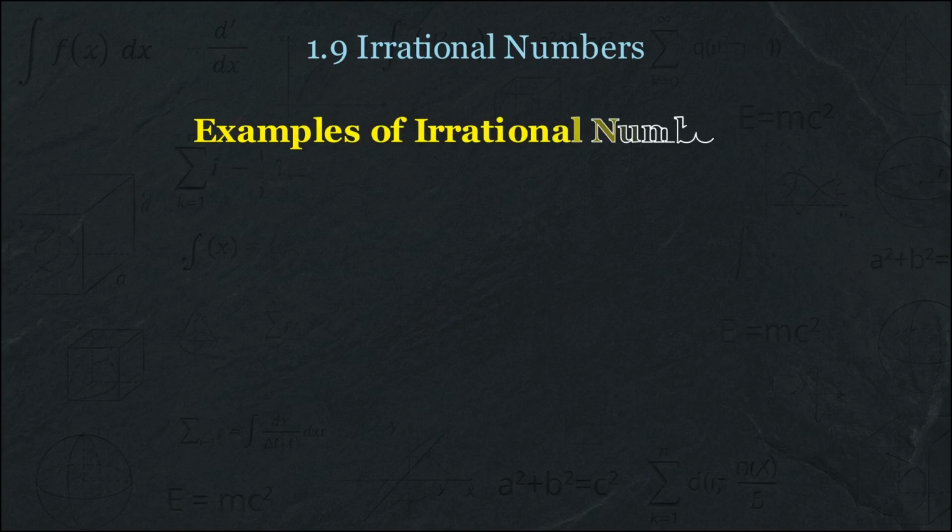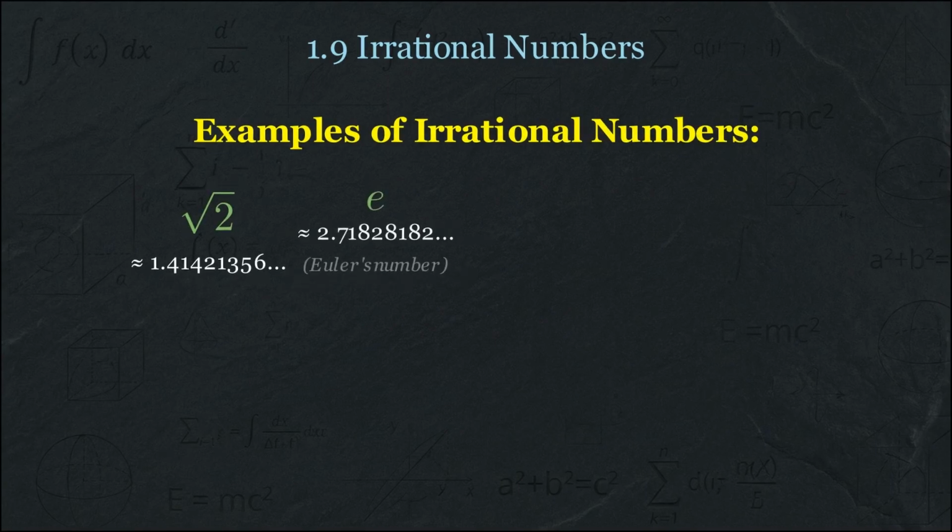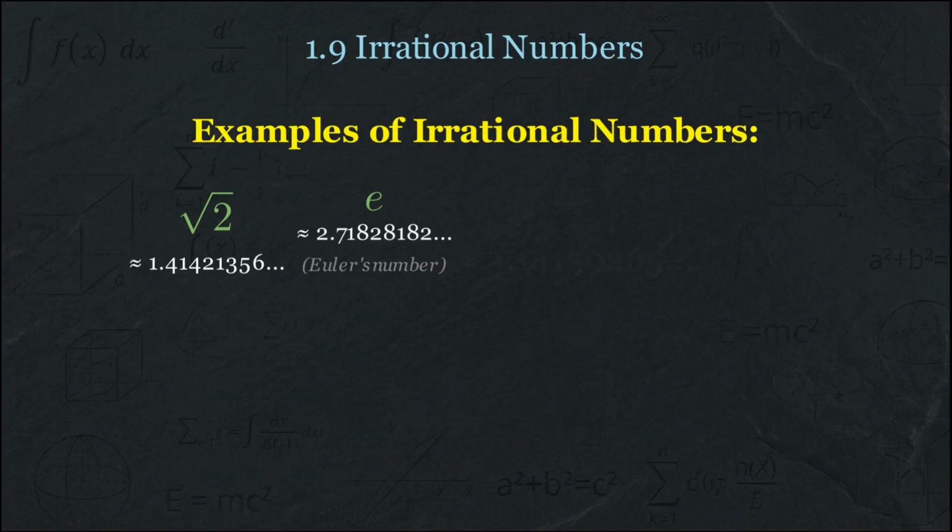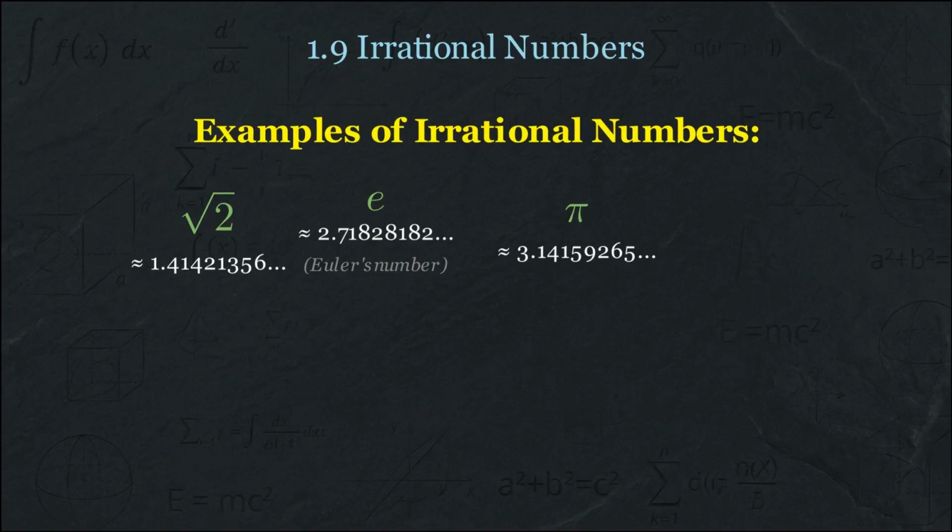Let me give you some examples. The square root of 2 is irrational. The number e, that's Euler's number, approximately 2.718, is irrational. Pi is irrational. And e to the x is also irrational for most values of x.